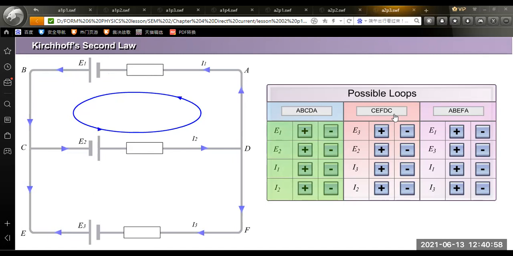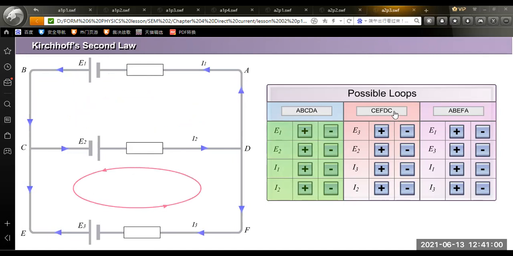Then we assume the loop C, E, F, D, C. Now E3 means the current should go out in this direction, but it is in the opposite direction to the loop, so it is negative. E2 goes out in this direction, which is opposite to the loop, so it will be negative as well.